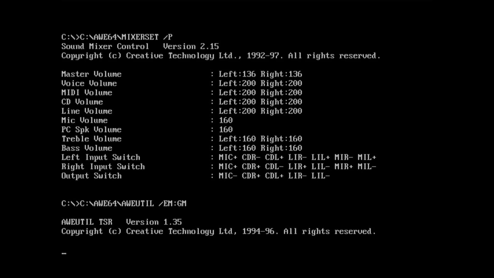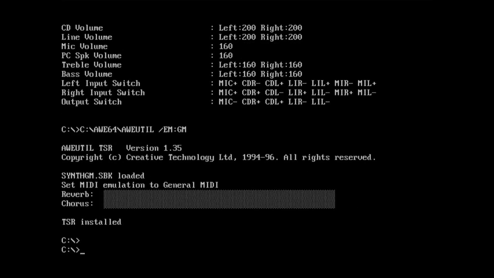And I can say util TSR. It's actually uploading the sound font into the 2 megabytes of RAM. So the more RAM I have, the longer it should take. I don't have a card with more than 2, but yeah. So now that 2 megabytes of memory has a custom sound font in it.